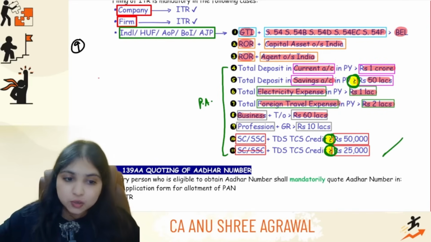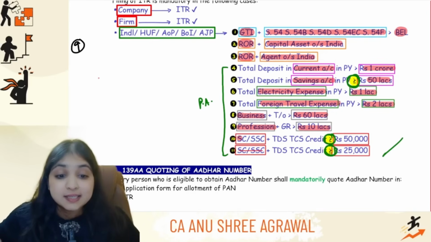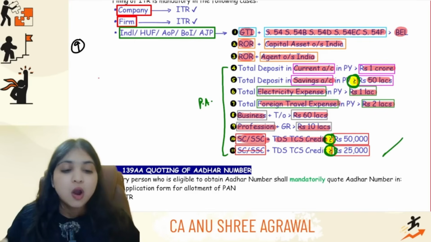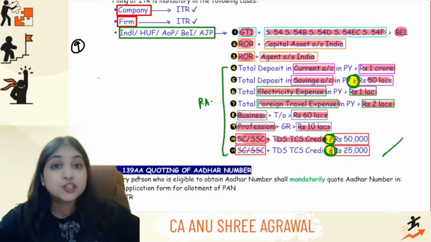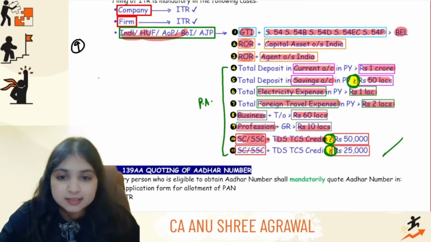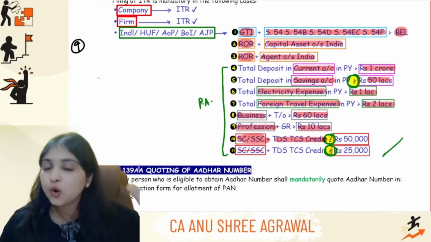Business turnover is more than 60 lakhs. Profession gross receipt is more than 10 lakhs. The assessee is a senior citizen or a super senior citizen with TDS TCS credit at least 50,000, or the assessee is not a senior citizen or a super senior citizen but TDS TCS credit is at least 25,000. So if your assessee falls under any of these buckets, for that assessee it is mandatorily required to file ITR.